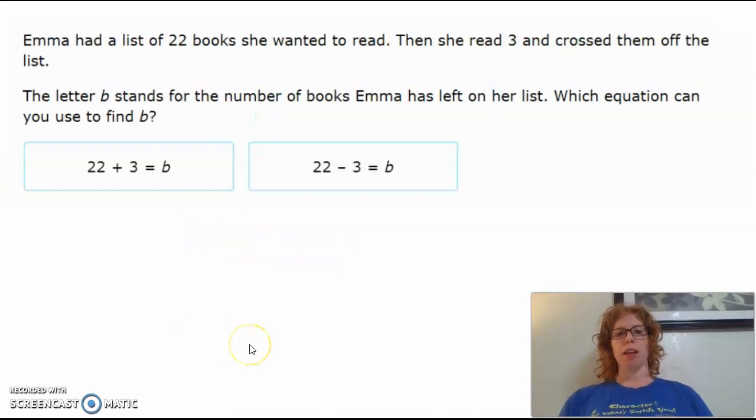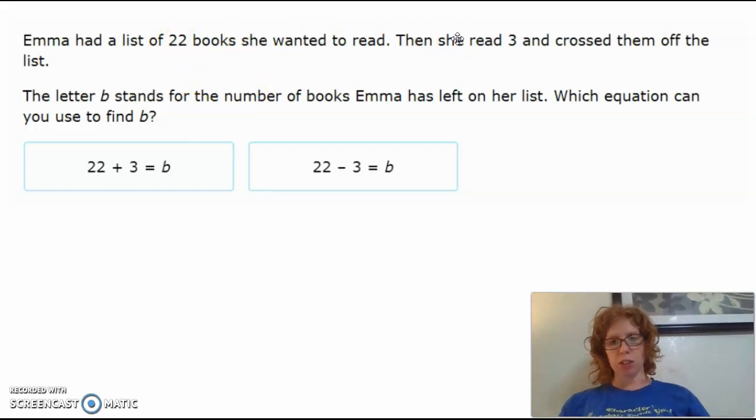Last problem we're looking at. Emma had a list of 22 books she wanted to read. Then she read 3 and crossed them off the list. The letter B stands for the number of books Emma has left on her list. Which equation can you use to find B? So let's look at B for books, right? We are trying to find out how many books she has left to read. So she had 22 and she crossed them off her list. So what's happening to the amount of books? It's getting smaller, right? So when things get smaller in math, we are what? We are subtracting. Very good. So in this word problem, we are subtracting.